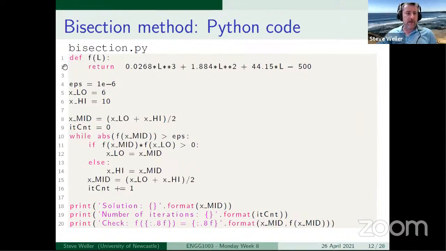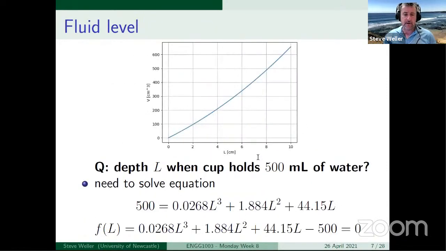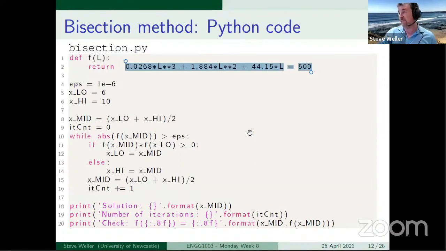You can see in lines 1 and 2, it's where we define the function f that we want to find the solution of. And so this expression here in line 2 is exactly the equation that occurred at the bottom of page 7. So the function is only a one-line function. It simply returns the value of the function at a specified value of L.